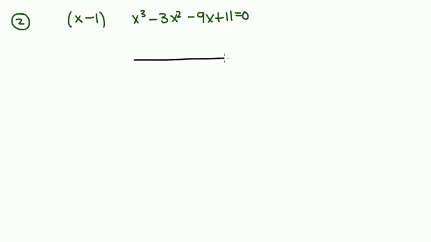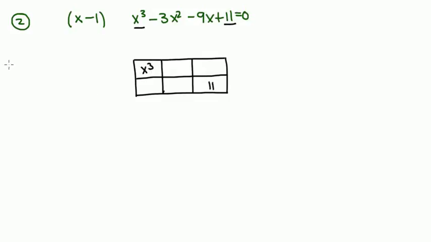So because we have a cubic equation, we're going to draw a box with 3 columns and 2 rows. Then we're going to put in the first term and the last term. Our factor goes on the side, and now we work to fill in the 3 blank spaces at the top and the 4 blank spaces inside the box.